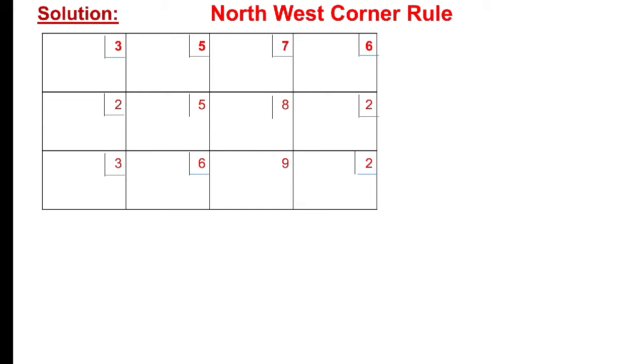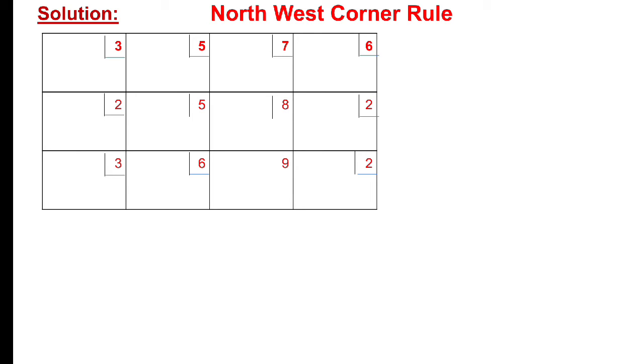Each box is considered, in technical terms, a cell. Each cell is based on a row and a column only: first row, second row, third row. Similarly, first column, second column, third column, fourth column. These are based on matrix concepts only. First, 3 is the cost: first row, first column. 5, first row, second column. 7, first row, third column. 6, first row, fourth column. Similarly, second row, first column, second row, second column, second row, third column, second row, fourth column will be considered.